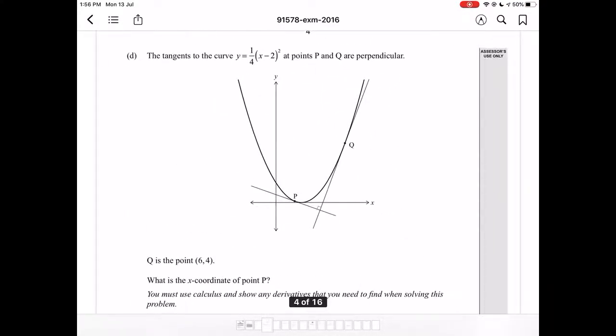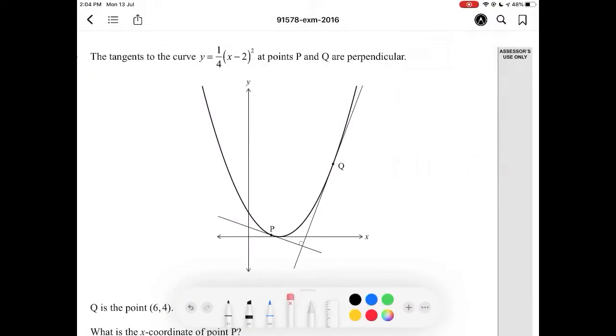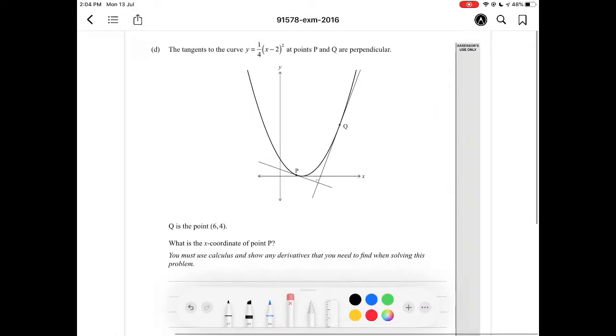Alright, so question D, the tangents. Looking at question D, the tangents to the curve y equals 1 over 4 bracket x minus 2 squared at points P and Q are perpendicular. Q is the point 6, 4, so what is the x coordinate of P? In this case, once we see the word perpendicular, we know that P and Q are normals to each other. They're both tangents to the graph, but to each other they're normals, which means that when we multiply the gradients together, we'll get negative 1.